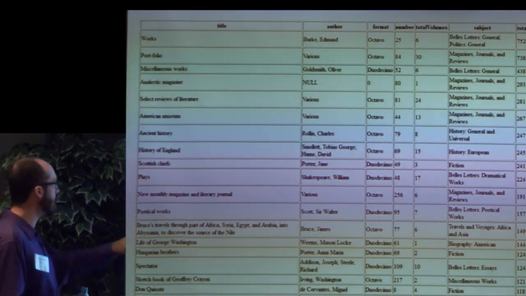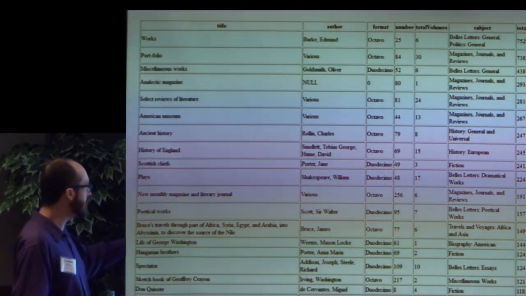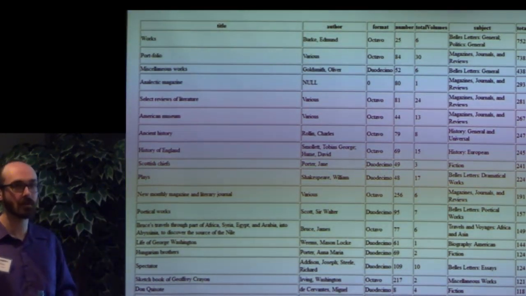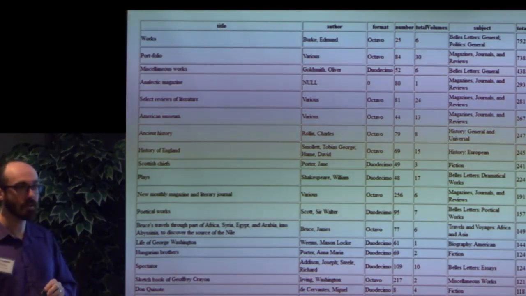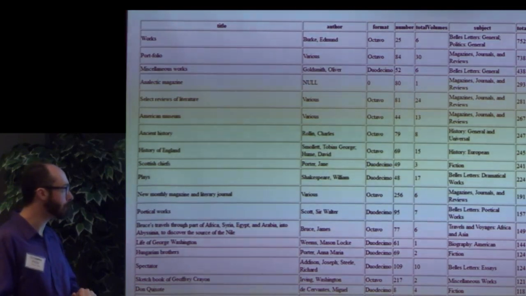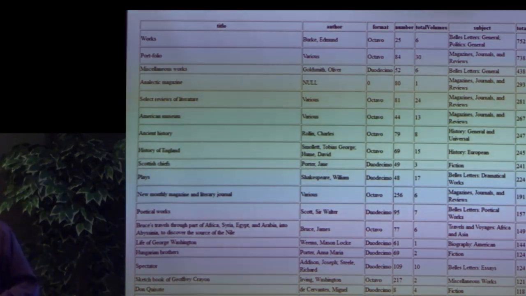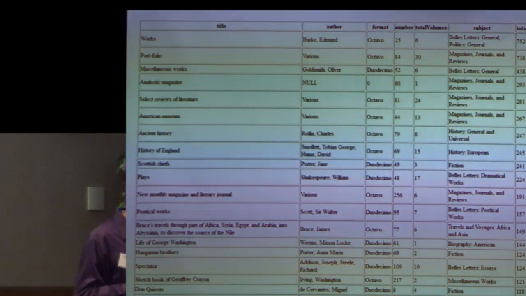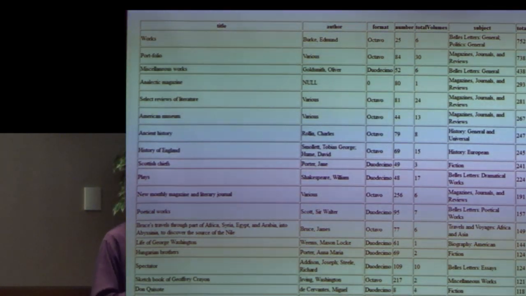Then we get Charles Rollin's Ancient History, Hume's History of England following very close behind. Number 9, we get our first work of fiction, Jane Porter's The Scottish Chiefs. Of course, you've all read Jane Porter's The Scottish Chiefs. This is not too surprising, since the fiction collection at this point accounts for about 10% of the volumes. The whole thing is about 720 volumes.